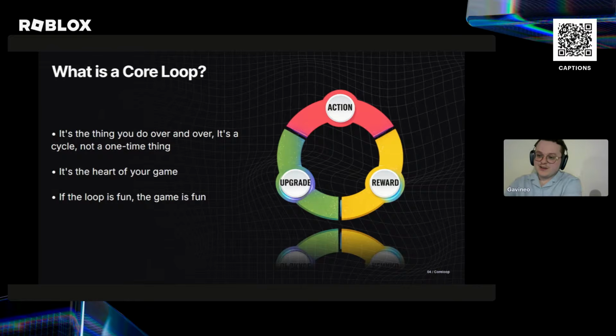But yeah, you can see the core loop here. You have the action, the reward, the upgrade, and that's just like a quick one that I made there. But it is the heart of the game as well, right? So it's everything else, like the map, the skin, the story. It's built around the core loop, right? It's the foundation. So it's very important to get the core loop right first and then decorate around it, right? The core loop is the true foundation of the game. It's the thing that you do over and over again.